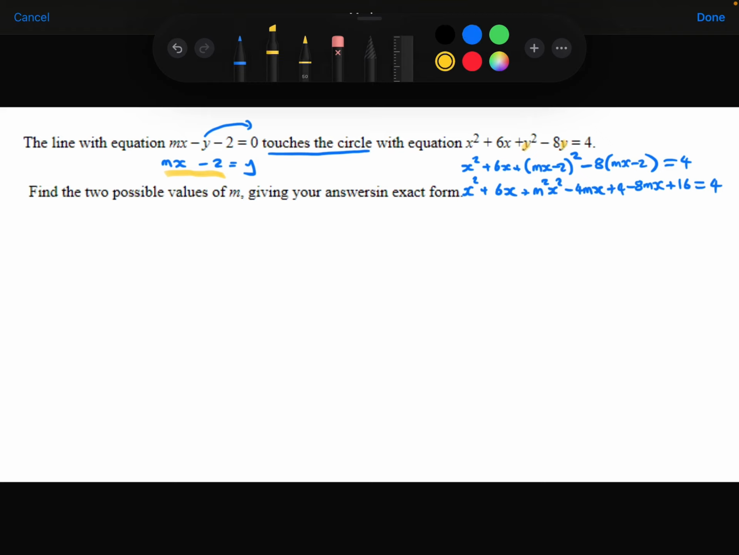Right, collecting up some like terms, because we've got the minus 4mx and the minus 8mx. We've also got the 4, the 16, and a 4 on the right-hand side, so we can tidy those up as well. The minus 4mx minus the 8mx is minus 12mx. The 4 plus the 16 is 20. And I'm also going to subtract that 4 from both sides, so the 20 minus 4 is 16.